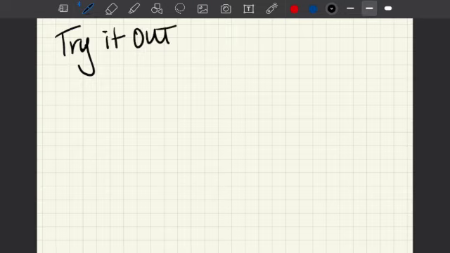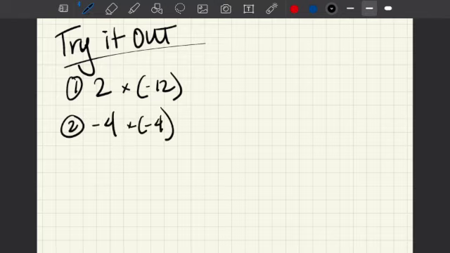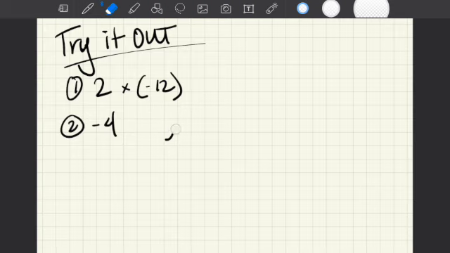Okay, so now I want you guys to try some out on your own. So try it out. First one, let's do 2 times -12. Let's do -4 times -4. That's a minus sign. That's not a minus sign, that was a multiplication sign. Let me just write that over again. -4 times -4.